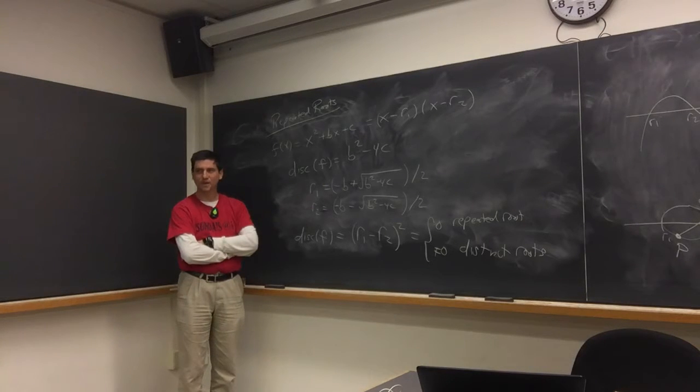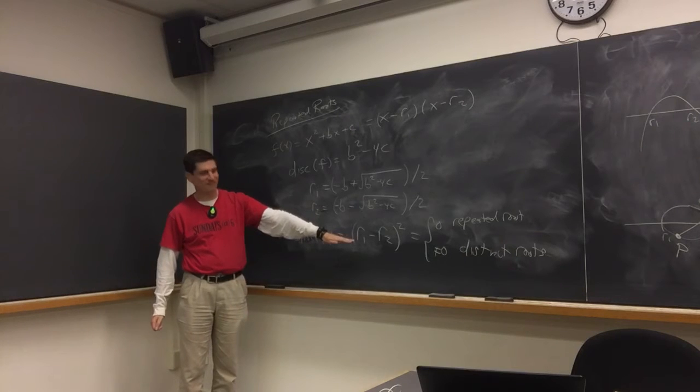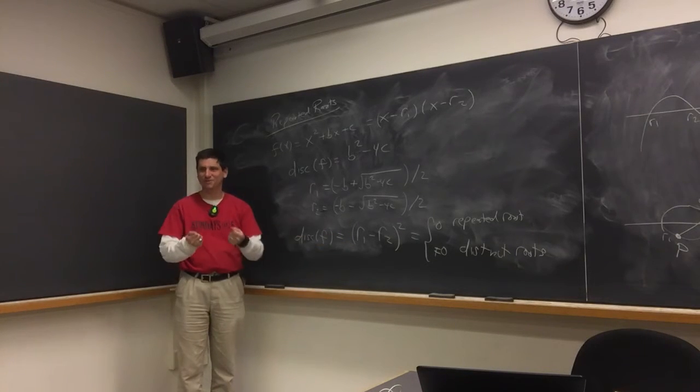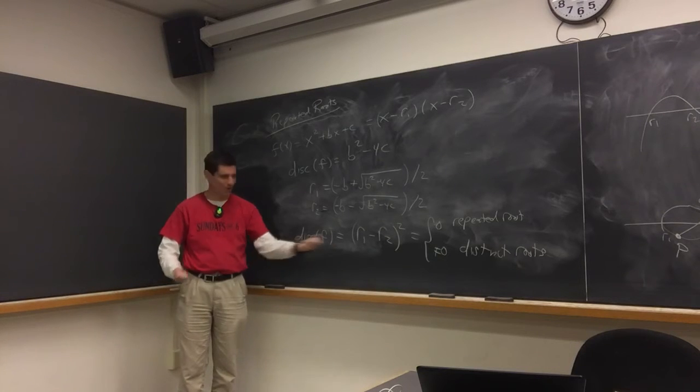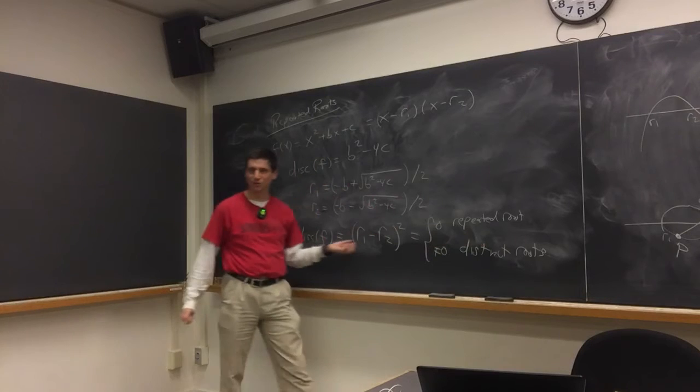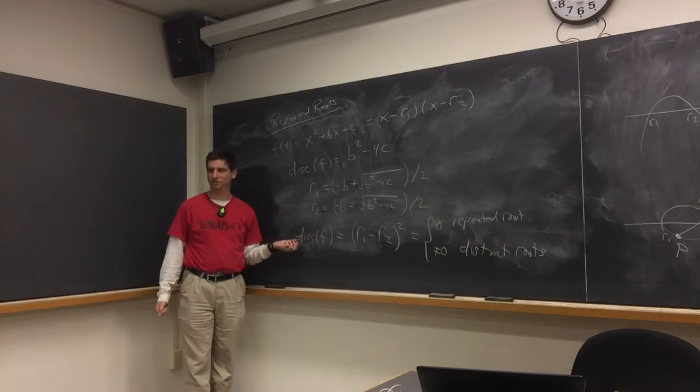You have to know the roots. One possibility is, if I know the roots, I look and see if this quantity is non-zero. Well, if I know the roots, why am I bothering to calculate this? I already know whether or not I have a repeated root if I have the roots in front of me. Why would I do this? So this line here is true, but not that useful.